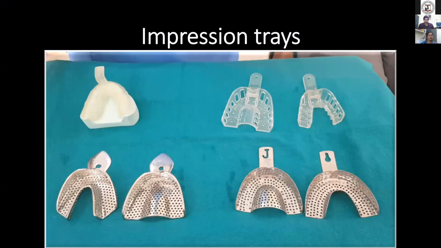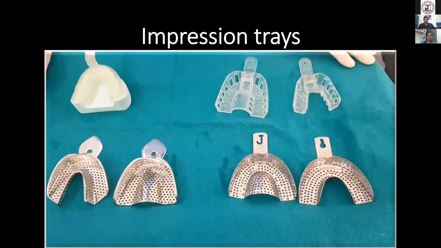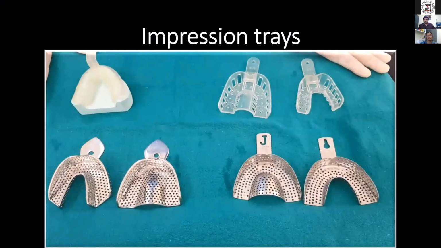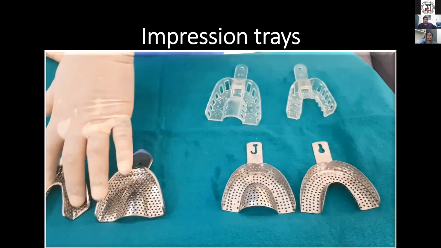Now, these are the different types of trays available in the market. These two are the metallic stock trays, and this is plastic disposable trays. This is a custom fabricated special tray made in acrylic resin. This is the most common type of tray used in clinics.